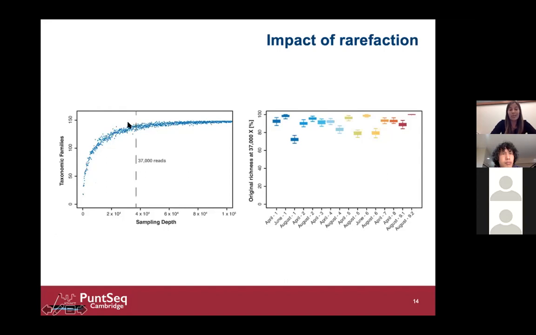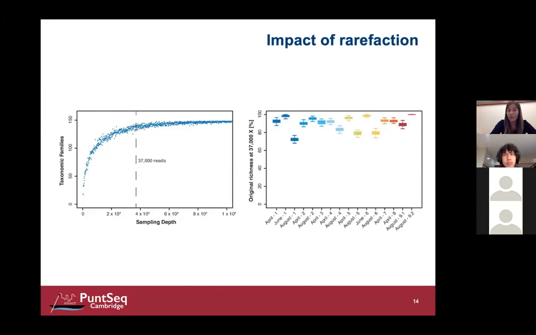But you also see that there's a plateau building up, nearly like a logarithmic function, where from roughly this place on, and we chose that this would be at 37,000 reads, you actually don't gain so much more from having more reads. Meaning that if we downsample to 37,000 reads in a sample, we nearly maintain all the family diversity that we had seen originally.